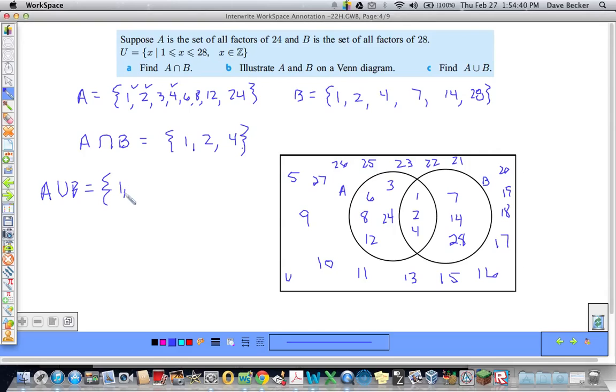So we would have 1, 2, 3, 4. I'm just getting everything that's in here. Hope I don't leave anything out. 6, 7, 8 looks like. 1, 2, 3, 4, 6, 7, 8, 12, 14, 24, running out of space, and 28. So that would be the union.